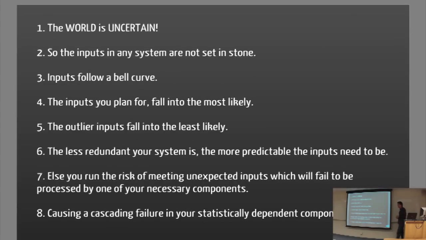The first assumption is the world is uncertain. If it was certain, then you don't need redundancy. Why bother having four different engines if you know that engine is going to succeed every time you use it? So the world is uncertain. Does everybody agree the world is uncertain?